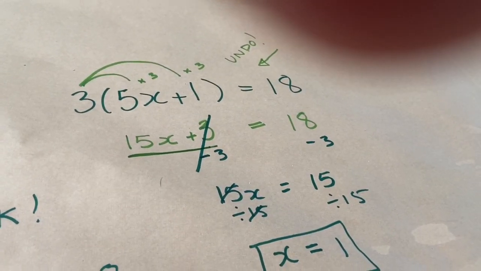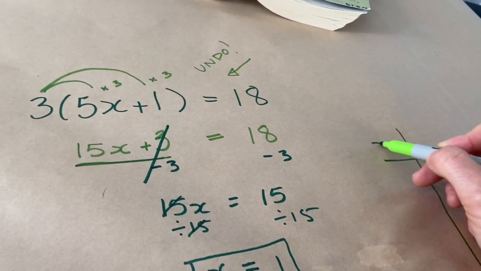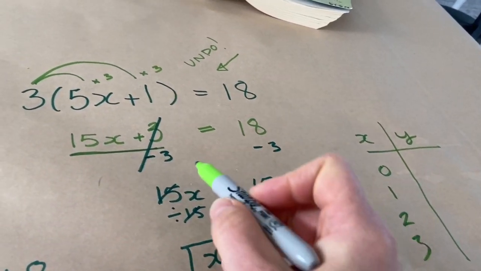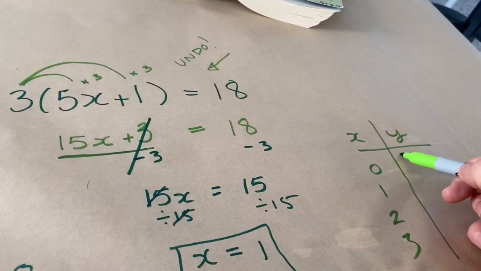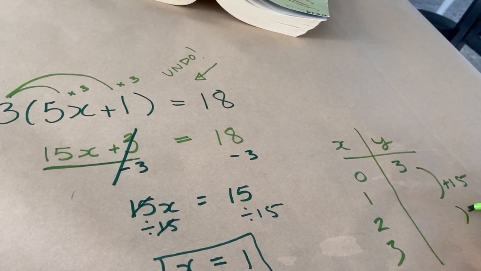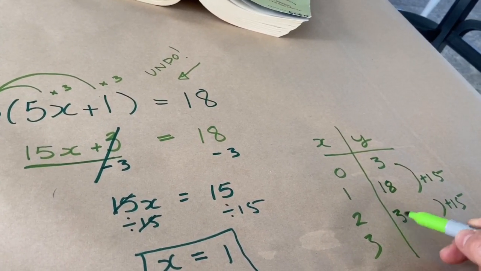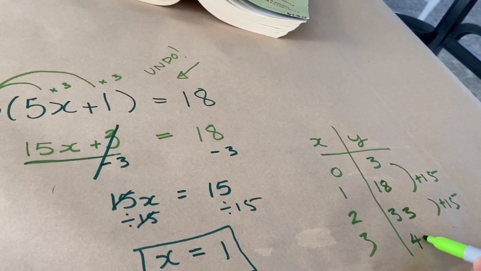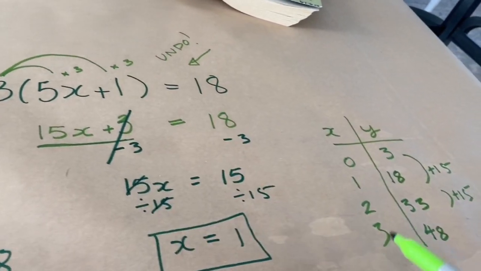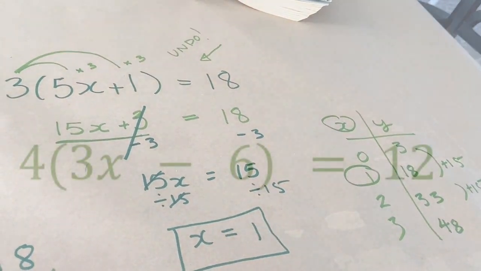Another way you could check it is you could start at this equation that we had after we got rid of the brackets. I could make a table of values for that. So I know my table value starts at 0, 1, 2, 3. I know that my initial value was 3, and then it was jumping. My rate of change was 15. So that would mean that I would have 18, and then I would have 33, and then I'd have 48. And we want to know when this equation was going to be equal to 18. Well, it's equal to 18 when x is equal to 1. So we know we did it correct.